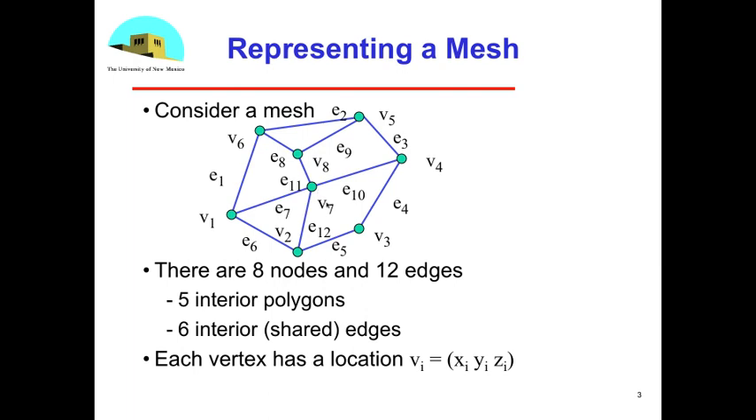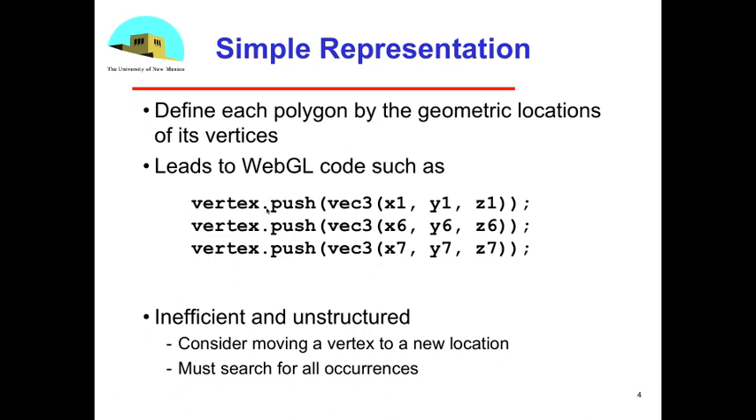And so if I move it, each of these 4 polygons will be displayed differently because of the different geometry. Now, if I use this idea of pushing everything into a single array, then if I move that vertex, and what number was that vertex? It was vertex 7. If I move vertex 7, I'm going to have to search that entire array for all the occurrences of x7, y7, z7, and change all of them.